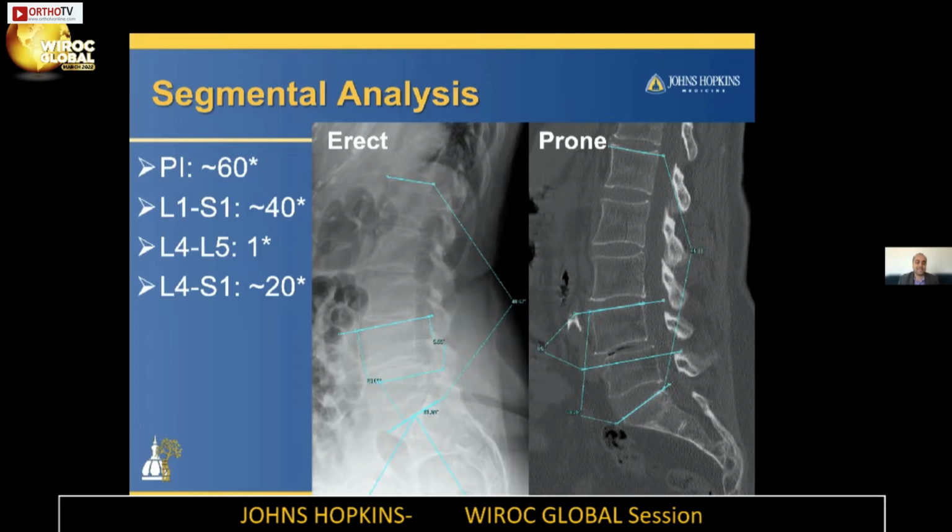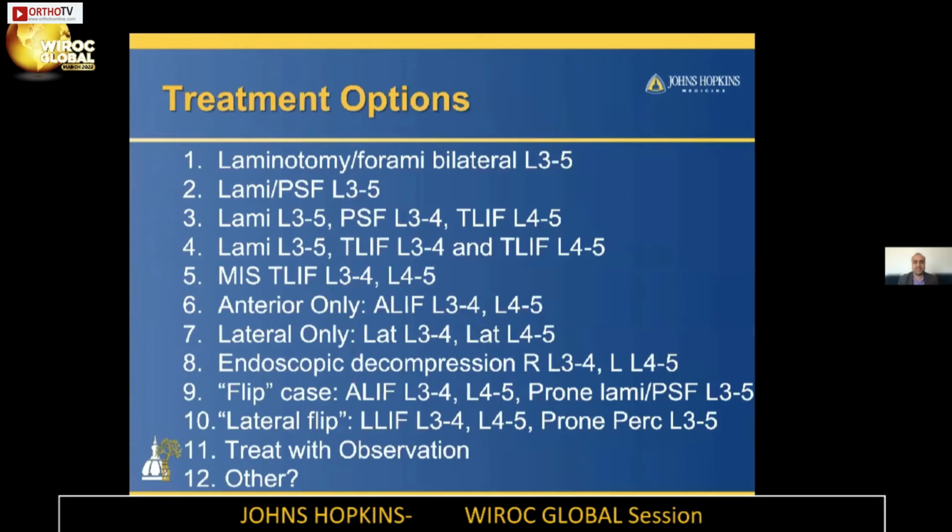Pelvic incidence in this case was 60 degrees. L1 to S1 was about 40 degrees. So that means that L4-5 only has about 1 degree of segmental lordosis. In other words, it's really lacking the necessary lordosis. And from L4 to S1, the lordosis was about 20 degrees. So, a gross PI-LL mismatch as a result of degenerative disc disease here.